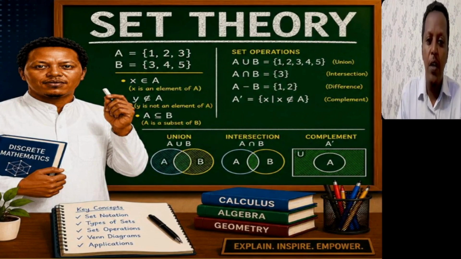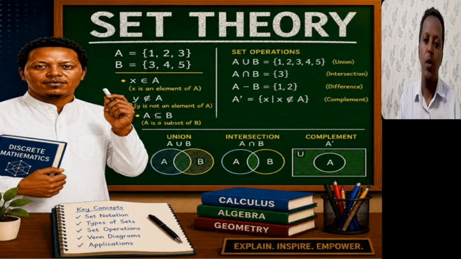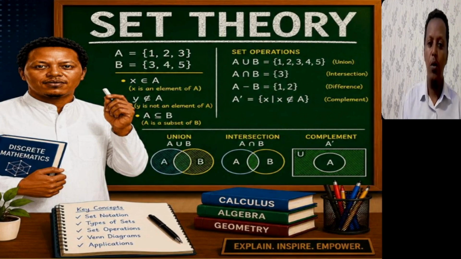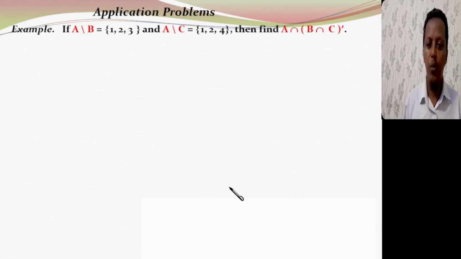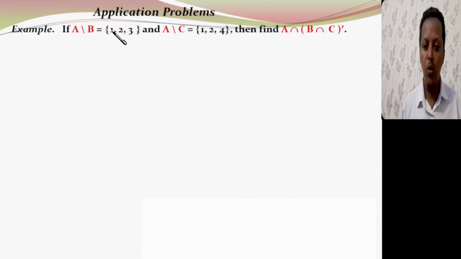Hello everyone. In this short video lesson, we will see three problems from the theory of sets. The first problem: if A without B contains 1, 2, 3 and A without C contains 1, 2, 4, then find A intersection (B intersection C) complement.